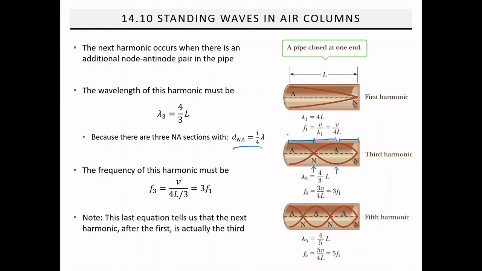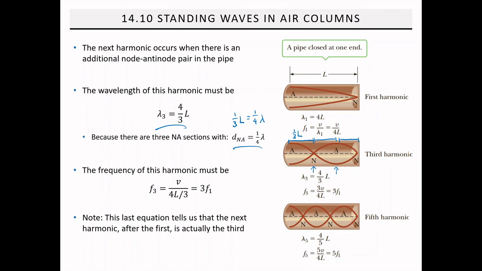That means the distance from the node to the adjacent antinode is 1/3 the entire length of the tube. So then we plug in 1/3 L on the left side, and we have 1/4 lambda on the right side. And this leads us to the equation for the wavelength is 4/3 times L. We can find the frequency of this harmonic similar to how we did on the previous slide, and we'll find that the frequency of this harmonic is 3 times the frequency of the first harmonic.